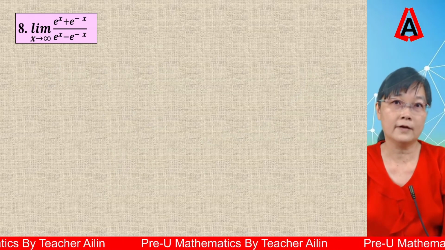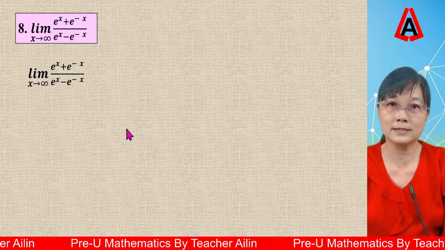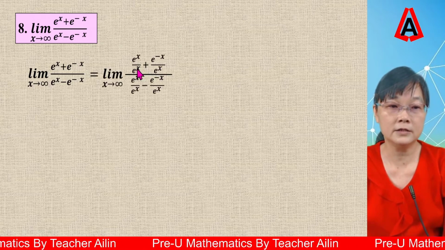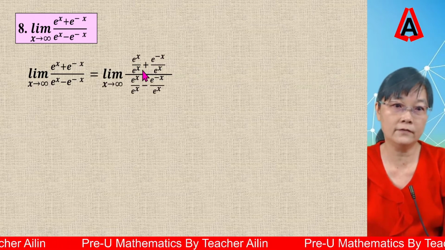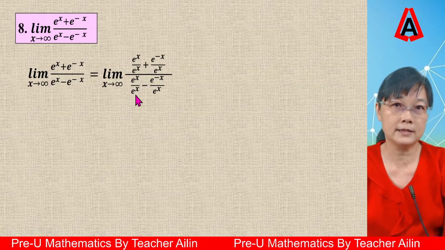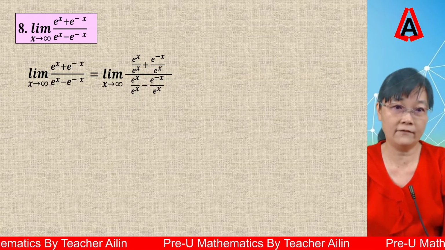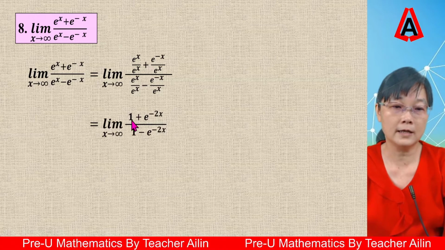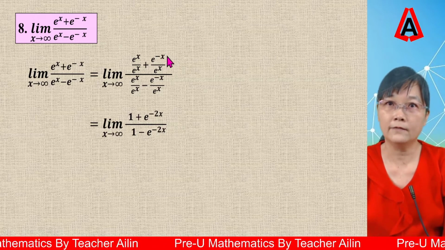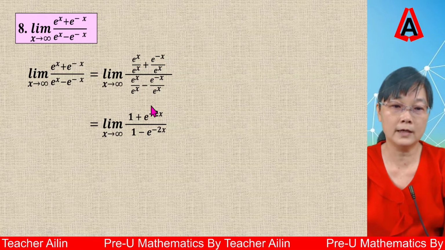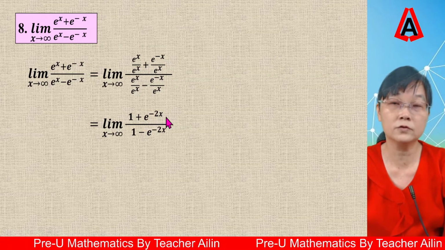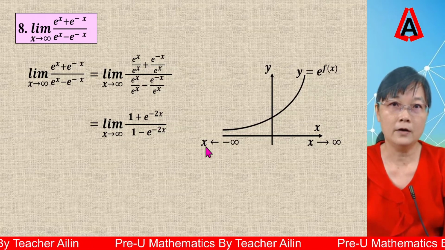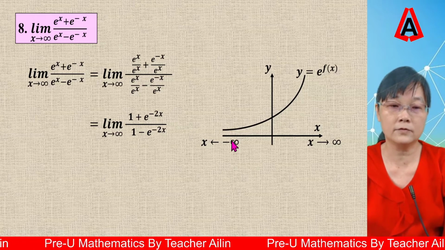Then now I have the second option to cancel the e power x. Now I can divide each term in this function by e power x. That is the term which causes infinity. So e power x cancels, I get 1. Now e power negative x divided by e power x, I get e power negative 2x. When I substitute x with infinity, e power negative infinity is equal to 0.